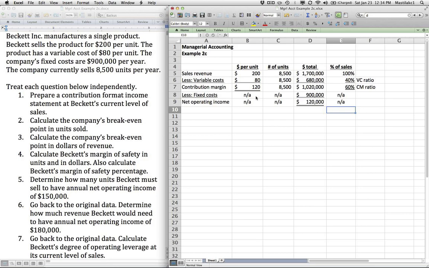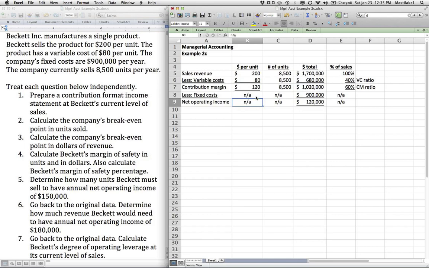We don't want to think about fixed costs or net operating income on a per unit basis. Neither of these things really occur per unit. Fixed costs certainly don't occur per unit. That's what makes them fixed. And net operating income, because it is contribution margin, which is per unit, minus fixed cost, which is not, we've got sort of a meaningless number if we want to think about net operating income per unit.